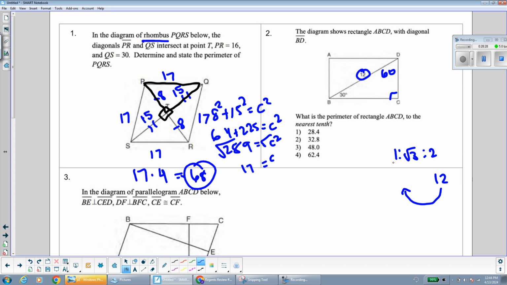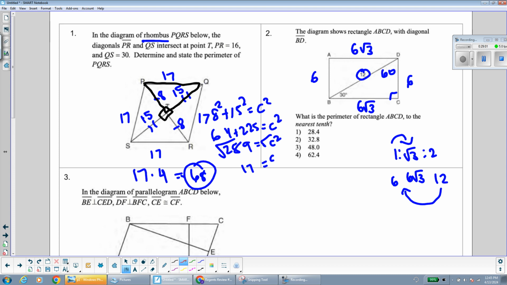So the smallest would be 6. It would be half of that. That's across from the 30-degree angle. And then the middle biggest side would be the smallest times radical 3. So that would be 6 radical 3 for the middle biggest side across from the middle biggest angle. And then you can put into your calculator 6 plus 6, since opposite sides are congruent, plus 6 radical 3 plus 6 radical 3. You can hit enter and you can see what it is.